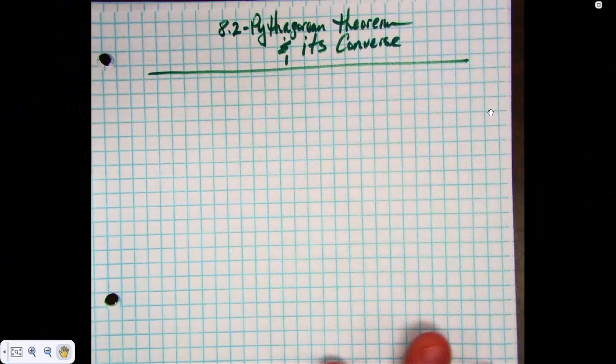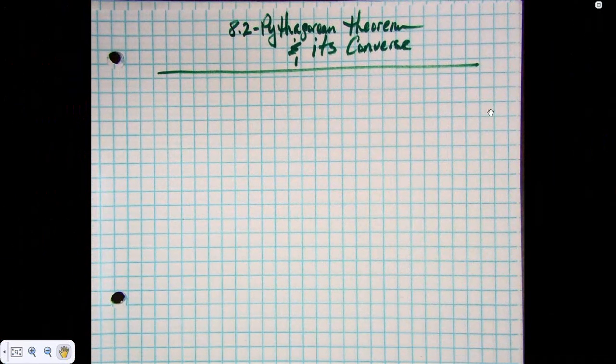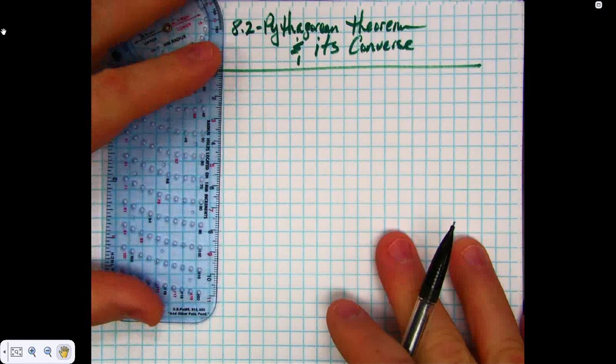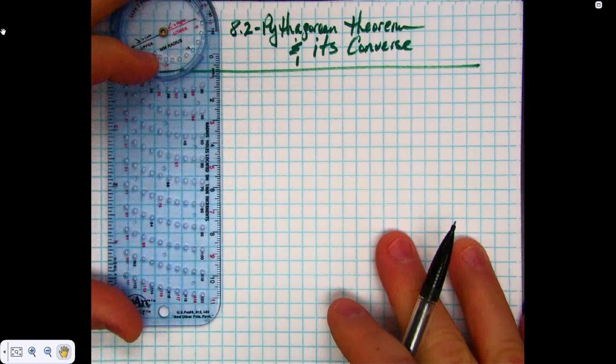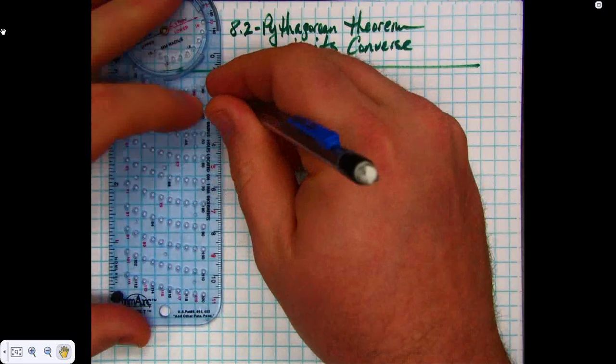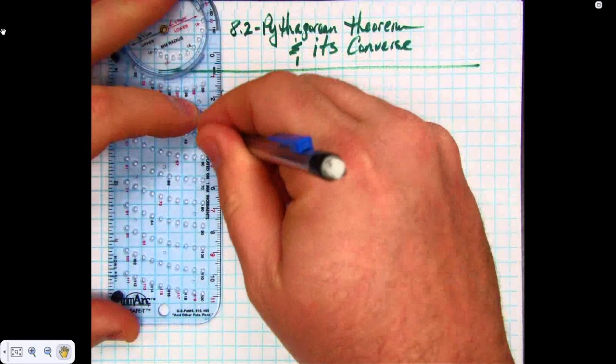Okay, the Pythagorean theorem and its converse. All of you have dealt with the Pythagorean theorem before. What I'd like to reiterate on the Pythagorean theorem is that it only works in one situation. Does anybody know what that situation is? Nope.